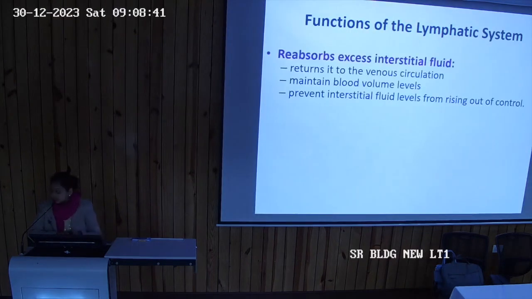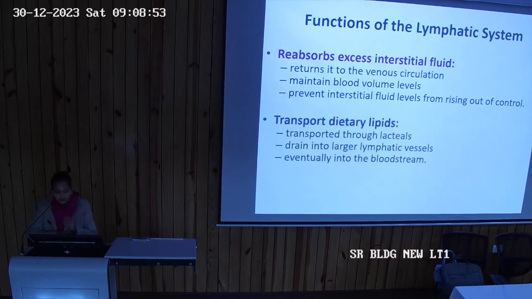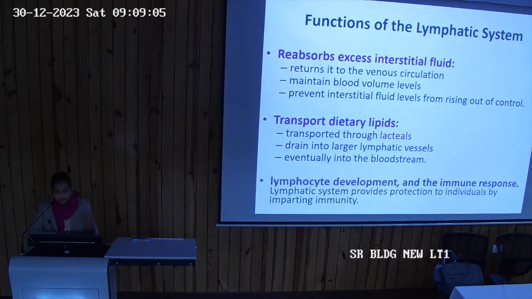So what is the function? First, it reabsorbs excessive interstitial fluid and returns it to the venous circulation, maintains the blood volume, and prevents interstitial fluid level from rising out of control. This is its primary function. Then it transports the dietary lipids. As we have discussed, there are small lymphatic vessels present in the small intestine, which are known as lacteals, which absorb the fat globules. Then we have lymphocyte development, and also it provides immunity.